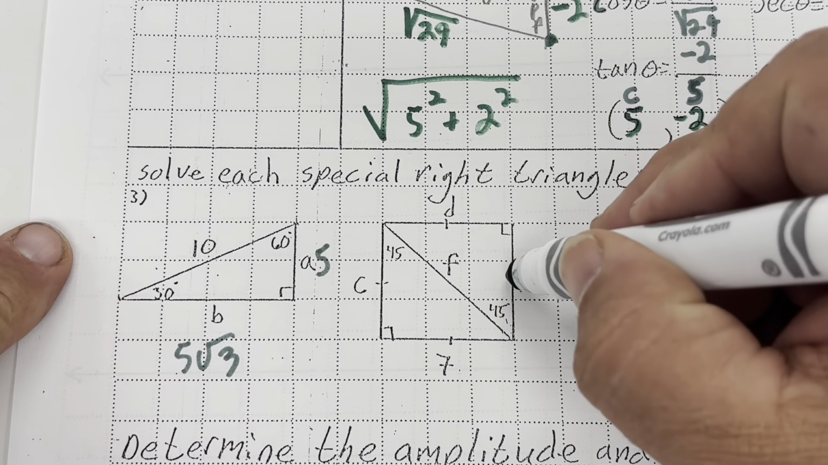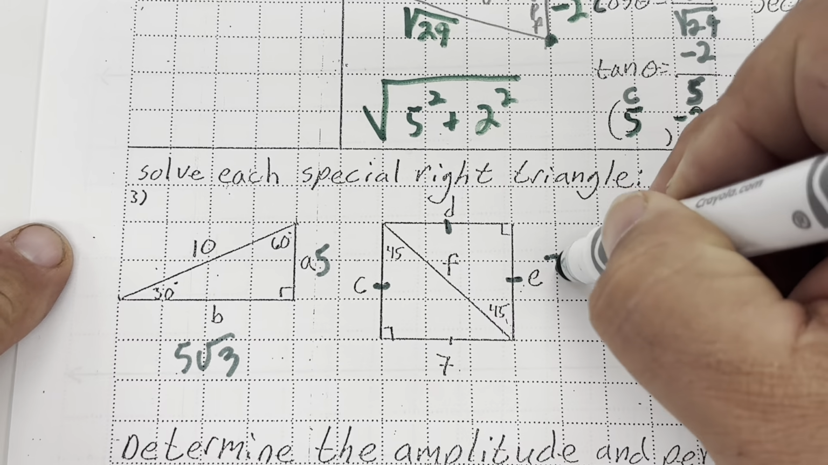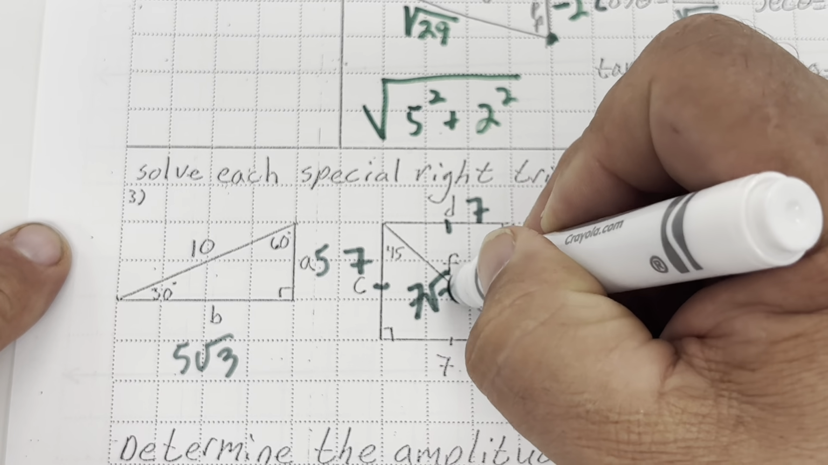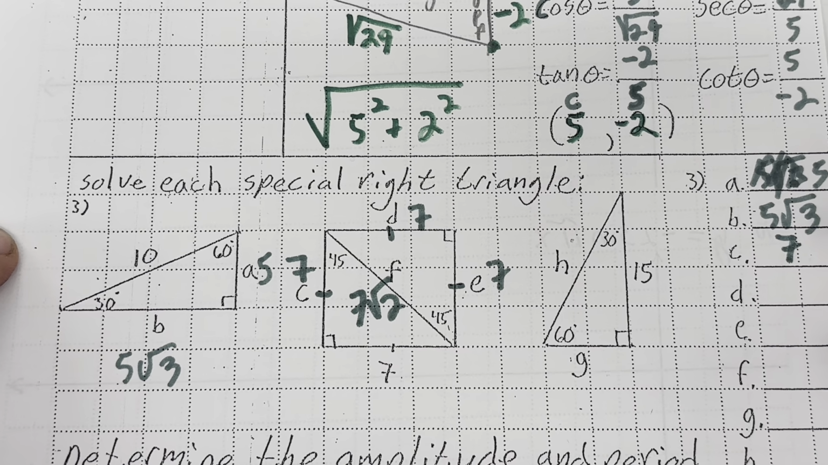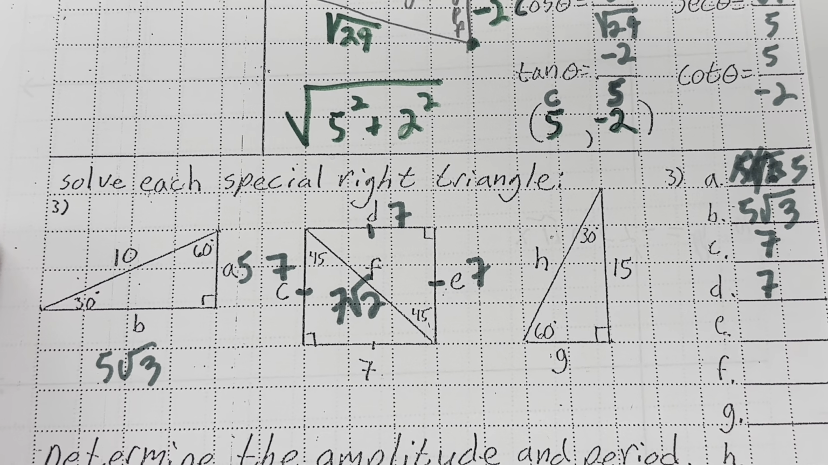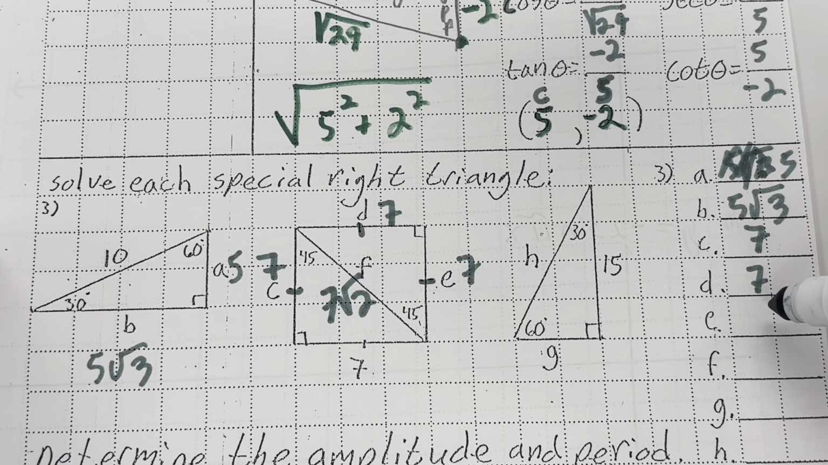This is a square, so these tick marks mean that all these sides are 7. And the diagonal would be 7 root 2. So C would be 7. D would be 7. E would be 7, and F would be 7 root 2.